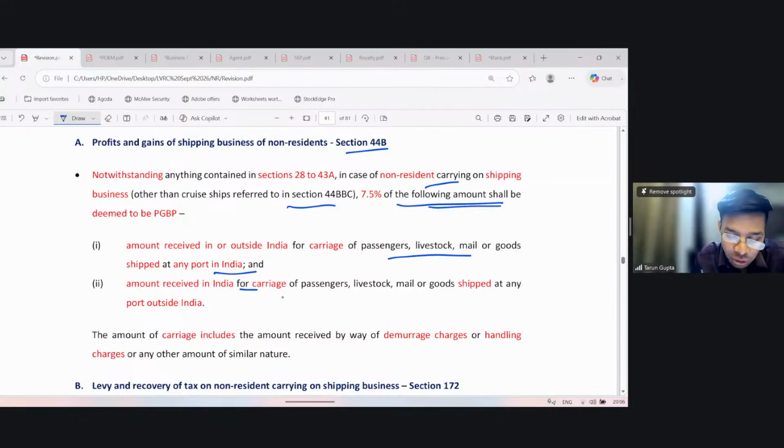The amount of carriage includes amounts received by way of demurrage charges, handling charges, or any other amount of similar nature. Clear? So 44B overrules the entire PGBP provisions and gives a presumptive rate of 7.5% in respect of the shipping business of a non-resident. This 7.5% shall be of the freight received, whether in India or outside India, in respect of passengers or goods shipped from any port in India, or freight received in India in respect of passengers or goods shipped at any port outside India. Right?